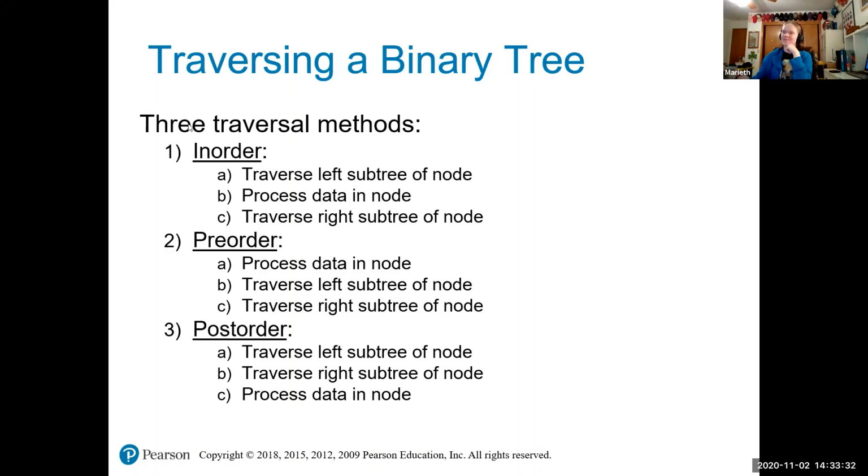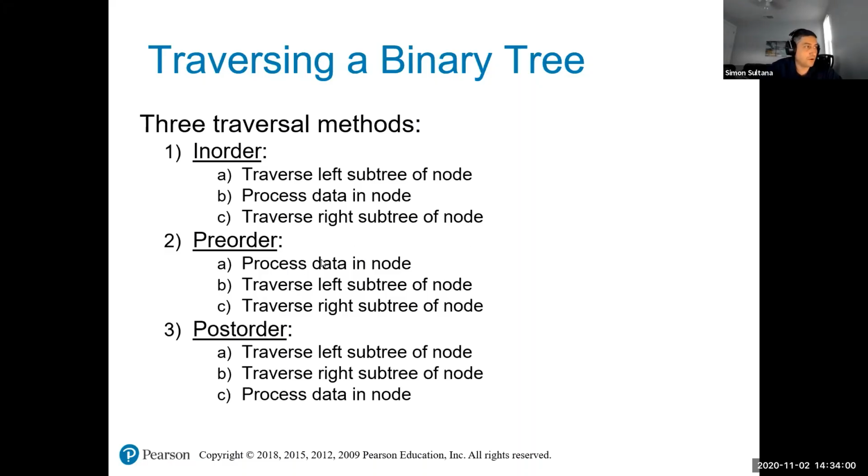My bad. Okay, so the three traversal methods are in order, pre-order, and post-order. And basically, it's just where do you start? Okay, you always need to check all three, right? But the idea is there's three different ways to do this. With in order, we first look at the left subtree, then we process the data in the actual node, and then we look at the right subtree.